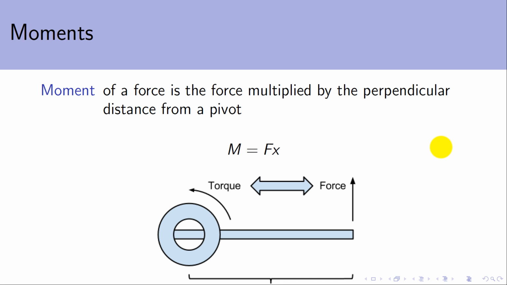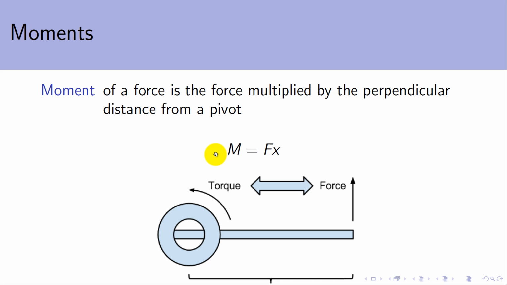So we'll start by defining exactly what a moment is. The moment of a force is that force multiplied by the perpendicular distance of that force from a pivot. So here we've got a force acting upwards, and it is some distance from this pivot. So this force F times this distance x gives us a moment M.